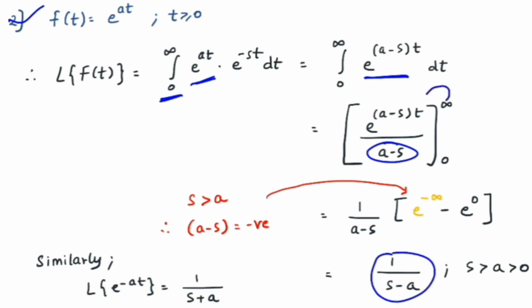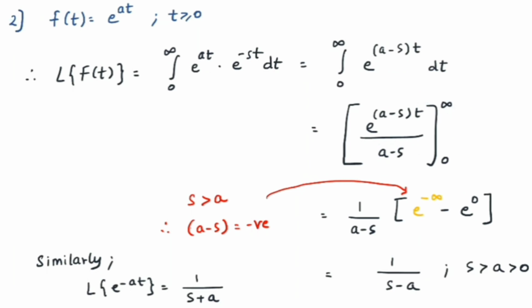If you substitute infinity straight away here, you might be thinking I am getting the answer e raised to infinity, which is nothing but infinite, right? But this is wrong. Why? I will tell you the reason. If I substitute infinity here, I will get e raised to (a minus s) into infinity, which will lead to an infinite answer, right? But what I am saying is, our value of s is greater than a.